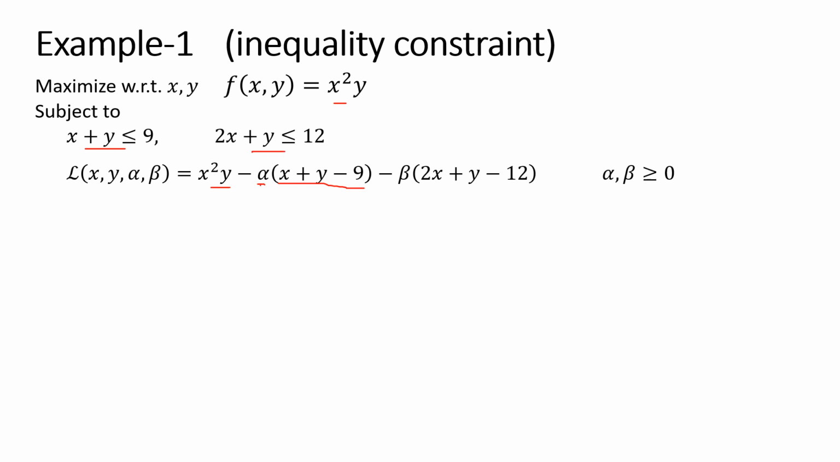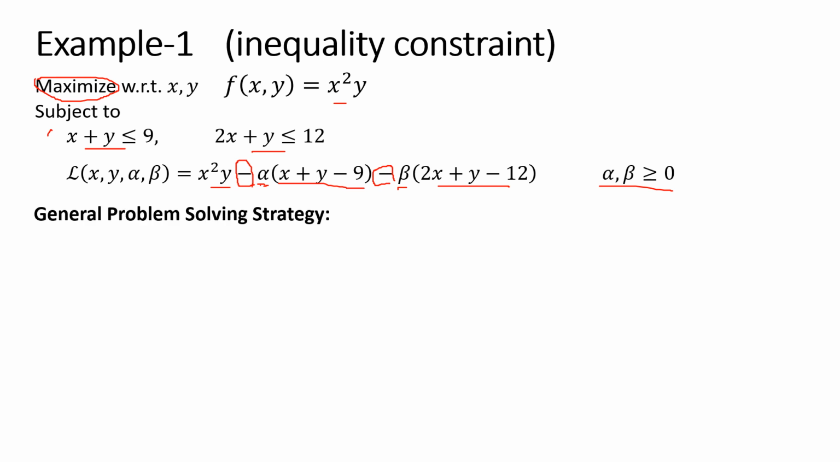And this constraint likewise translates to twice x plus y minus 12 is less than or equal to 0, giving rise to this term in the Lagrangian. And I have used negative signs here with the Lagrange multipliers alpha and beta because it is a maximization problem. And alpha and beta, both being associated with inequality constraints, must be greater than or equal to 0.